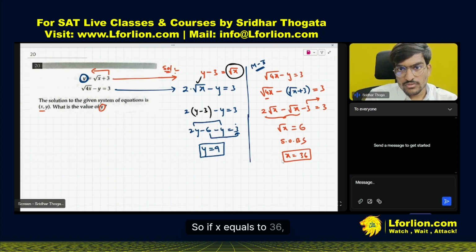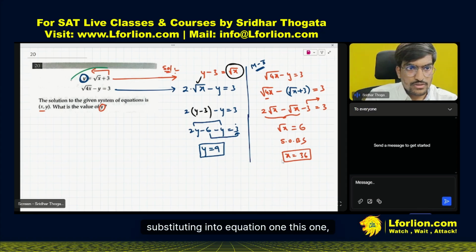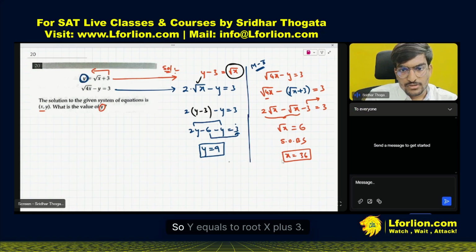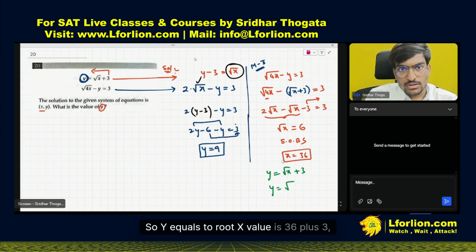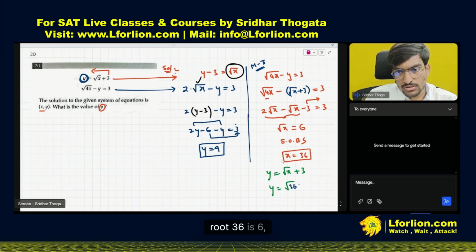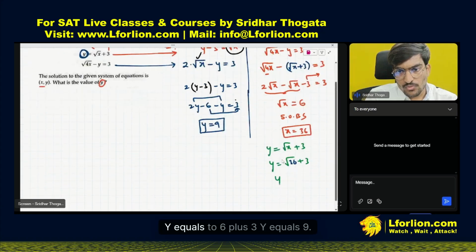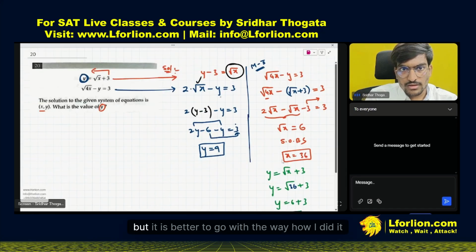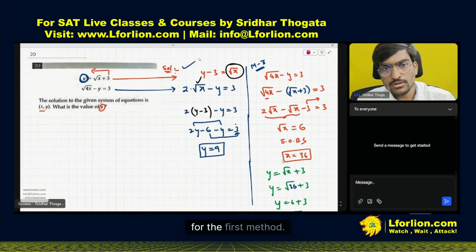So if x equals 36, substituting into equation 1, it is a bit easier. So y equals root x plus 3. So y equals root 36 plus 3. Root 36 is 6. y equals 6 plus 3. y equals 9. So it's a bit lengthy, but it is better to go with the way I did it for the first method.